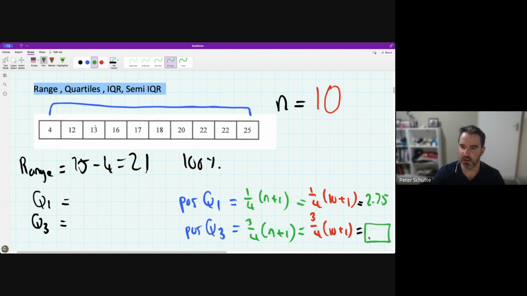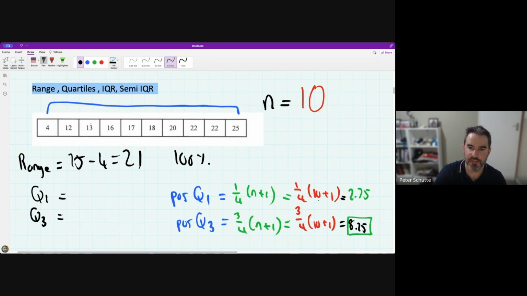What's going to be in the big green box? Exactly, Annalena. This is going to be 8.25. But now this is not the value of Q1 or Q3. This is the position. So that's why I put a TH there just to remind me this is a position. How do I get the actual value of Q1 and Q3?